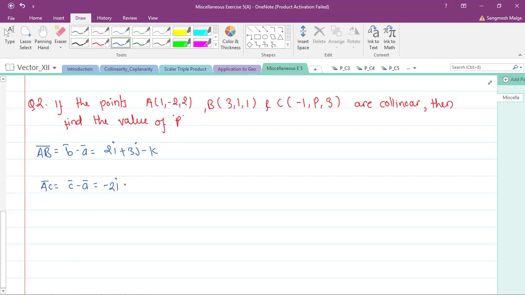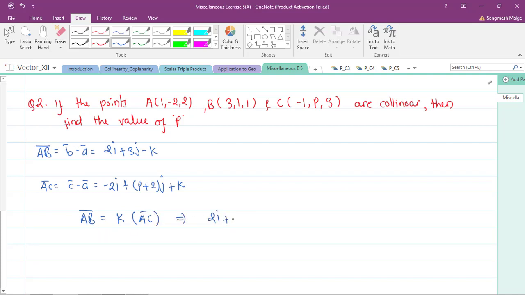Then we have p plus 2j, and lastly we have 3 minus 2 is plus k. Okay, so they are saying there is a scalar multiplicity, which means the i, j, k coefficients should be in the same scalar multiple. So let's find out: AB bar is equal to some k times AC bar. Let's find the value of k here.